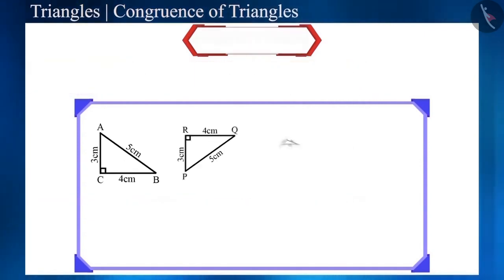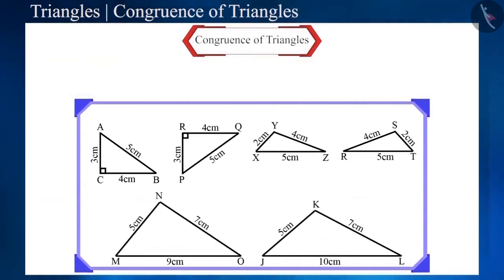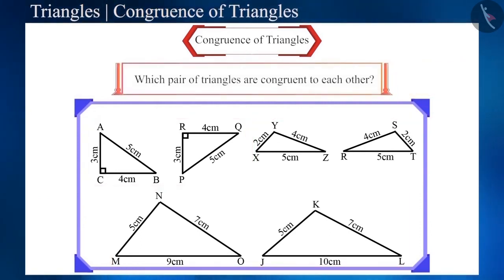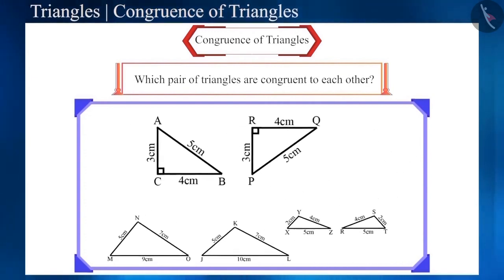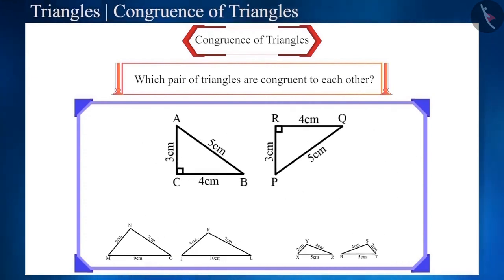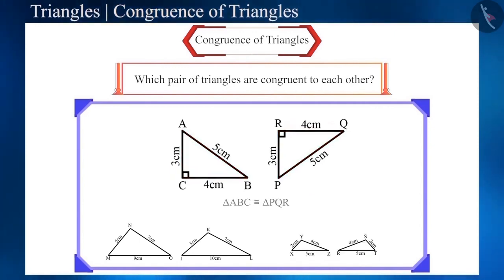Let's now see the same in triangles. 3 pairs of triangles are given on the screen. Look at them and tell which pair of triangles are congruent to each other. If you notice the first pair, the sides of the triangle are 3, 4 and 5 centimeters. The only difference is that the second triangle is rotated. If the corresponding sides of the triangle are equal, then the triangles will be congruent.